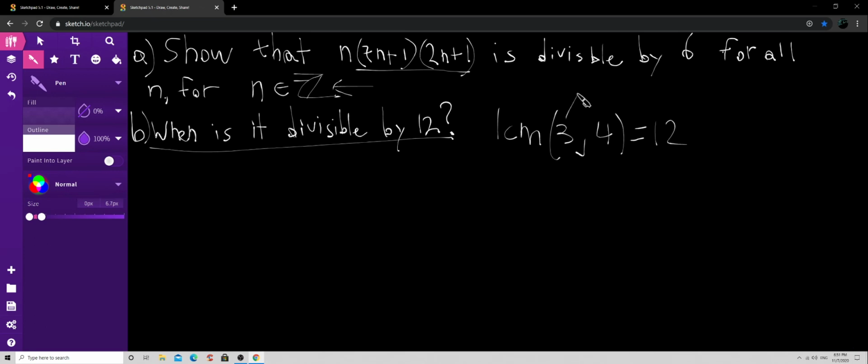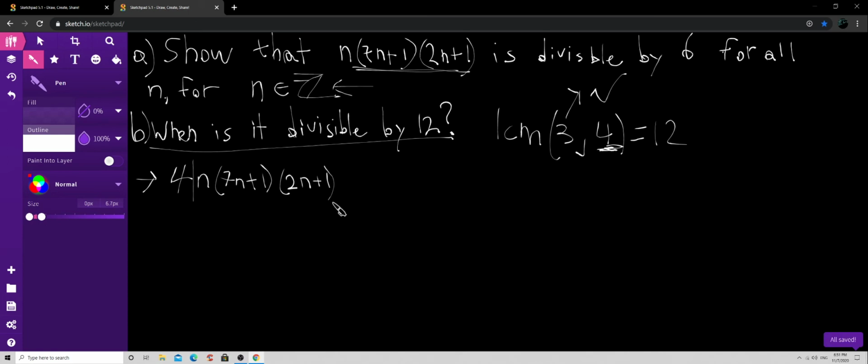And we've already shown that the expression is divisible by 3. So that's your check mark. But it suffices now to show that our expression is divisible by 4. So now we just have to show that 4 divides our expression. And 7n plus 1, 2n plus 1.